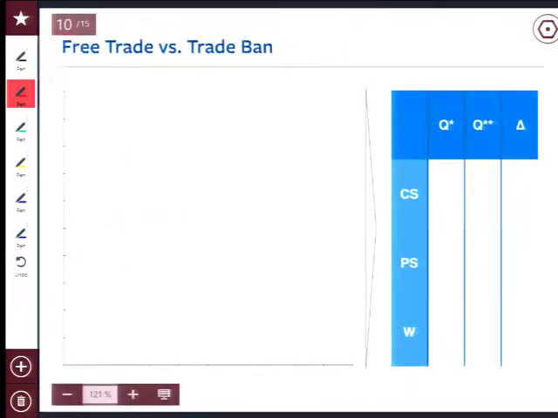Okay. So let's think about the extreme example where we're going to compare free trade, right? As much imports from other countries as we want is allowed, we don't interfere with it, and we're going to compare that to a complete ban on trade. Let's check it out, all right?